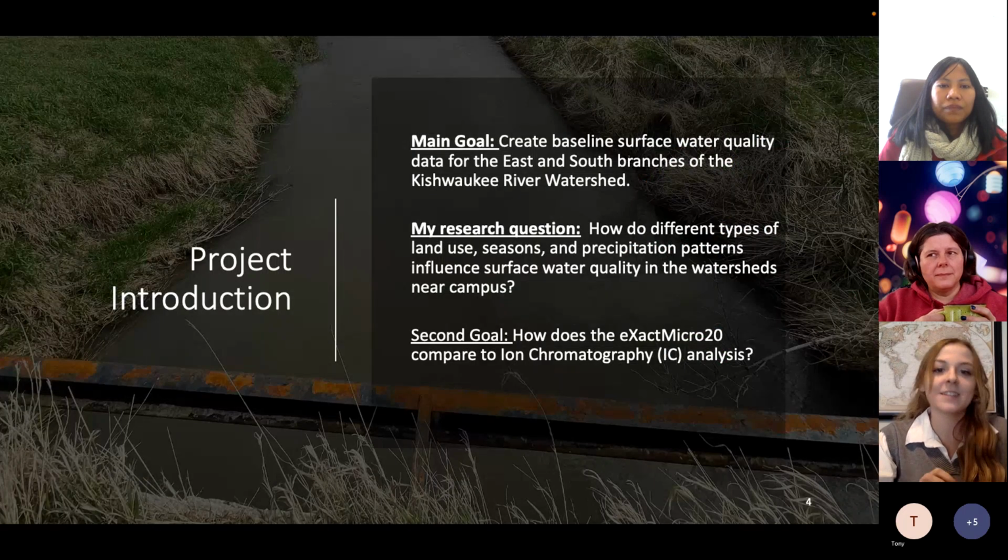Which leads us to our project. So this project was funded by DeKalb Community Foundation and DeKalb County Watersheds because they wanted to create baseline surface water quality data for the east and south branches of the Kishwaukee River watershed. And so my research question while collecting the baseline data was trying to understand how different types of land use, seasons, and precipitation patterns influence surface water quality in the watersheds near campus. For the purpose of this talk today, I won't be covering precipitation patterns, but if you are interested, you can read my thesis. I do go over it in there.